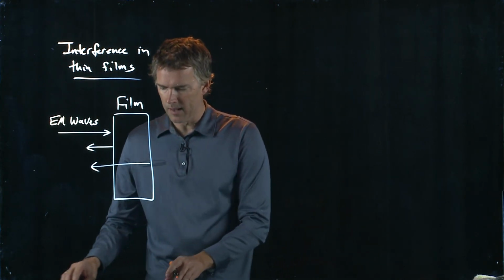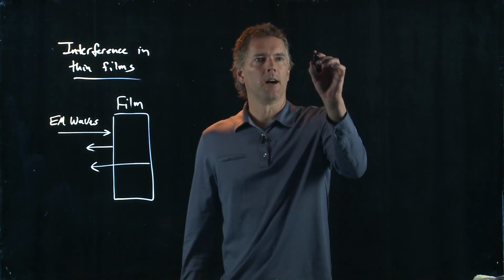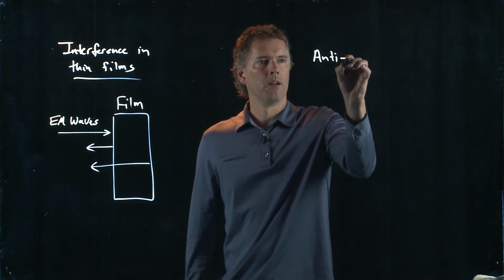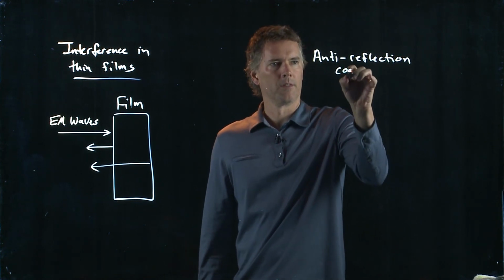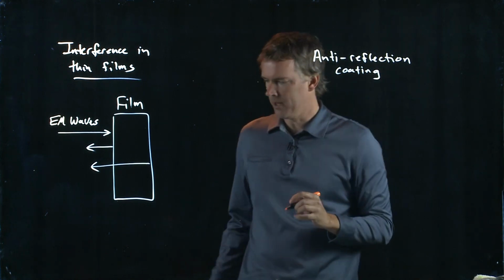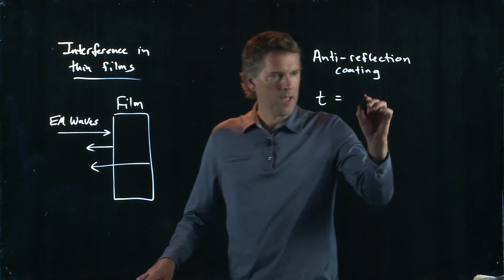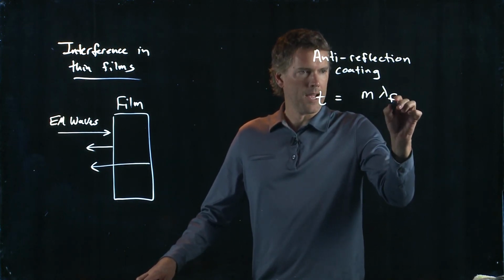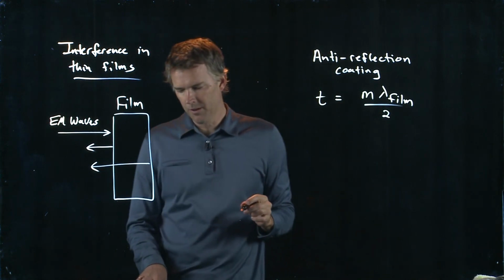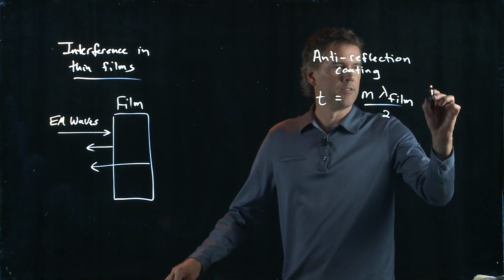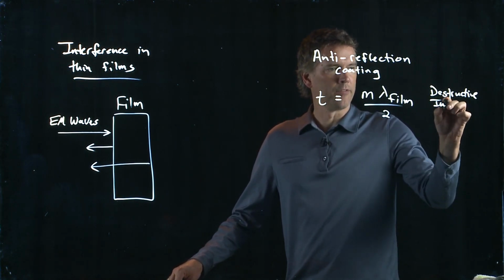And so that's what we developed yesterday, an equation for anti-reflection coatings. What does the thickness have to be? And what we said was T equals M lambda in that film divided by 2. This is for destructive interference in the reflection.